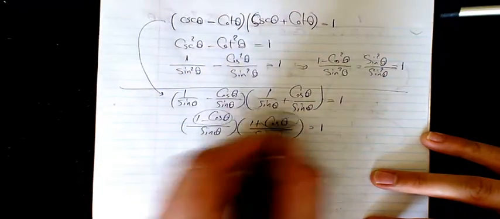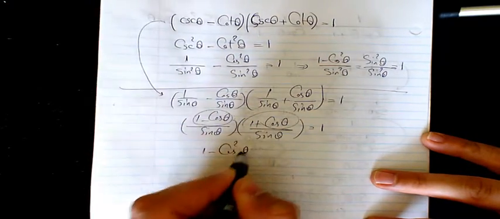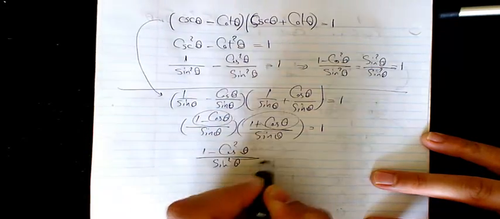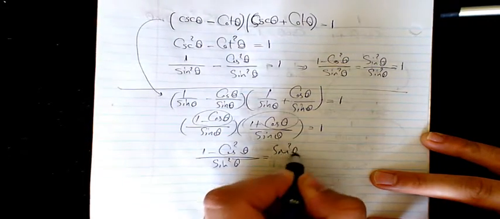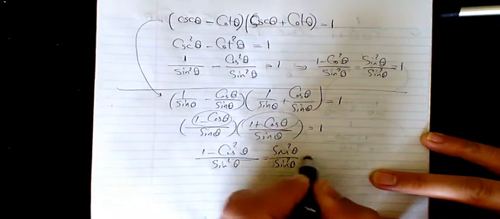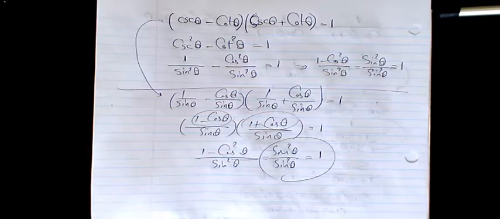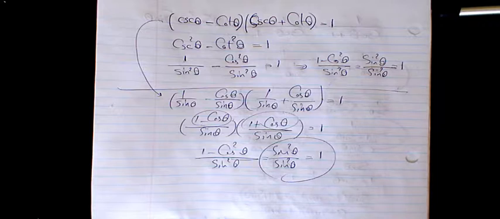Then difference of squares: 1 minus cosine squared theta divided by sine squared theta will be sine squared theta divided by sine squared theta, which will be equal to 1. That's the second method to solve this trig identity.